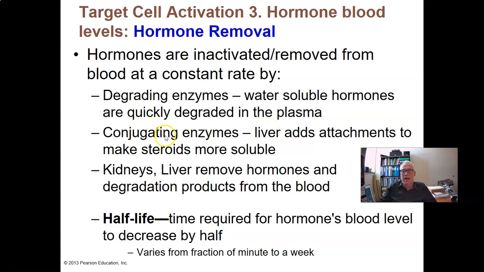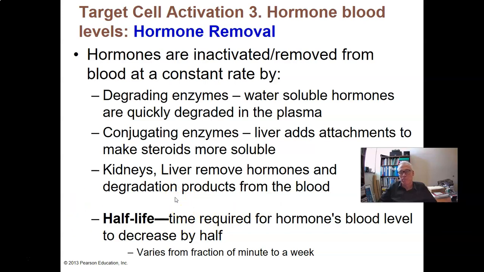The liver can add conjugate chemicals to steroid hormones. Steroid hormones aren't very soluble, but the liver can add chemical groups on there to make them more soluble. Then they go back in the bloodstream. They're inactive when that happens, and now they can be released in the urine. The kidneys can get rid of them in the urine. So conjugation is another way of helping get rid of hormones that are inactivated. The kidneys and the liver, again, can remove hormones from the blood and get rid of them either in the bile or in the urine, typically in the urine.